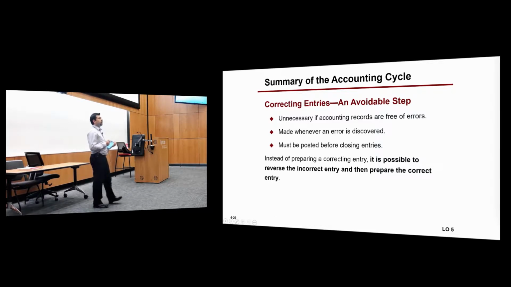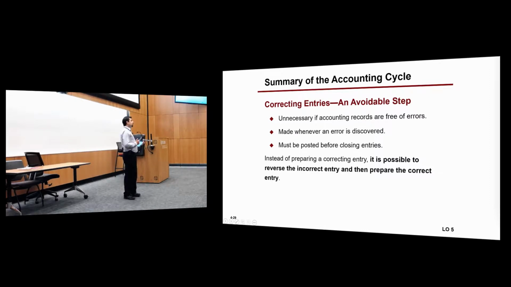Correcting entries are different from adjusting entries. You have to keep that in mind. Correcting entries are those entries that companies make to fix a mistake, to correct a certain mistake. This is not the same as an adjustment. With an adjustment, you are actually adjusting. There was no mistake done, but you're simply recognizing a certain event, like a revenue or an expense. That's not the same thing here.